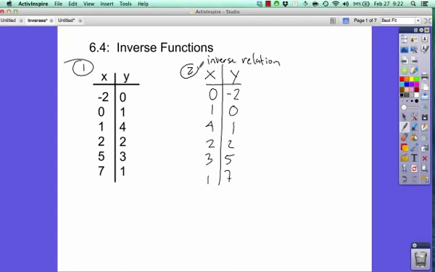On t-table 2, once I switch them, is there any question as to where the inputs go now? Yes. That's a question. It's unclear where we should send 1. Should we send it to 0 or should we send it to 7? Okay. But basically the whole concept of an inverse relation is that you switch x and y.